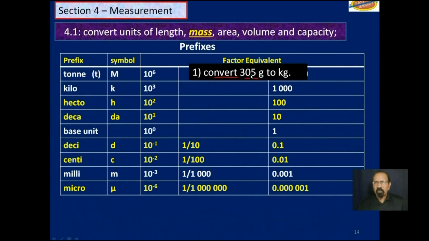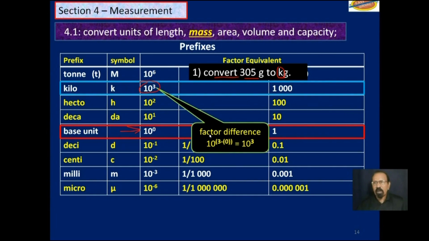Convert 305 grams to kilograms. Now this is fairly easy because you already know that kilo means 1,000. So if you are going from grams to kilograms, you would divide by 1,000. However, let's follow the principle that we were learning. We are here, our base unit, grams. We are going up here, kilograms. The factor difference is 3 minus 0. So you get 10 to the third, which is 1,000.